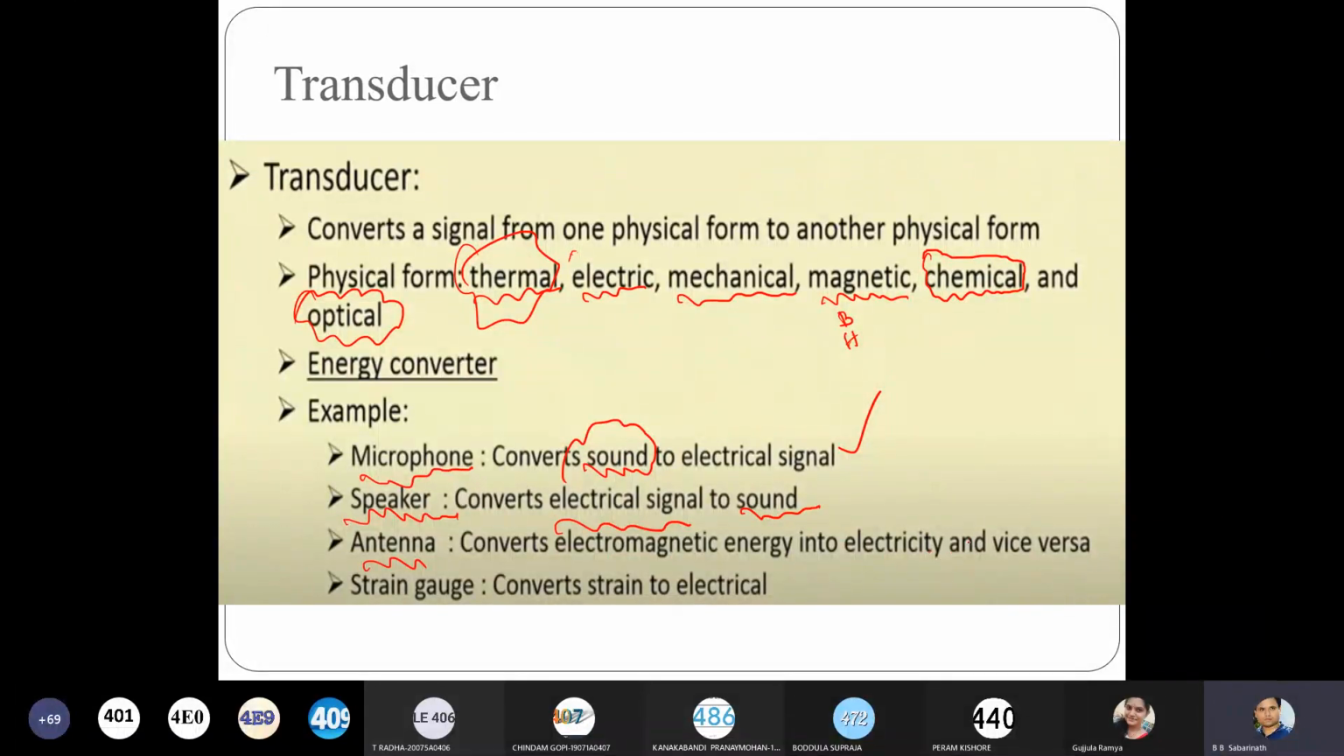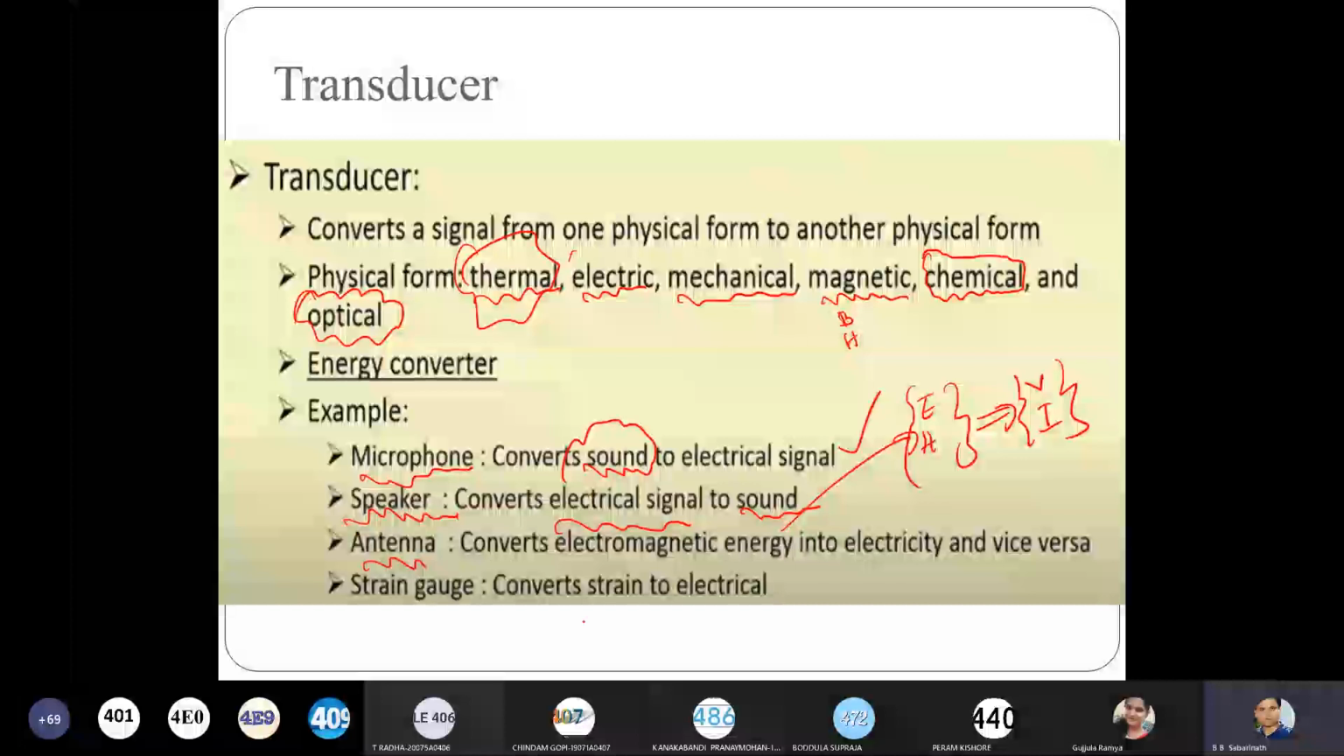An antenna converts electromagnetic energy into electricity. Generally electromagnetic energy is in the form of E and H, right? It is converted to voltage and current form with the help of an antenna. Like that, a strain gauge converts strain to an electrical signal.